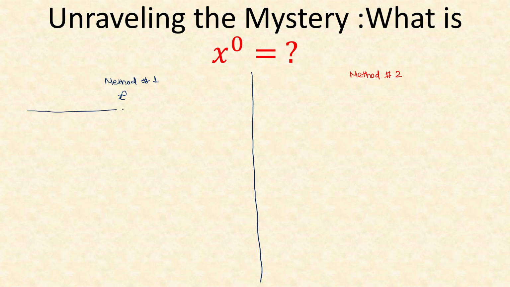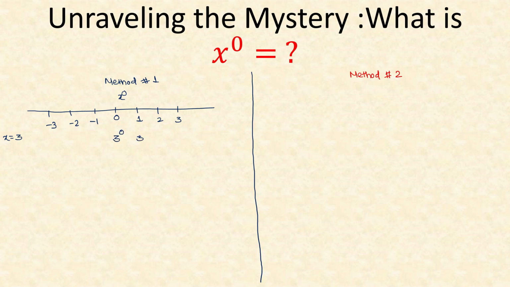Let us draw a number line. This is 0, this is 1, 2, 3, likewise all those numbers. And from here it is minus 1, minus 2, minus 3. So let us consider one example, that is x equal to 3. So here we need to find x to the power 0. So if I write here, this is 3 to the power 0.